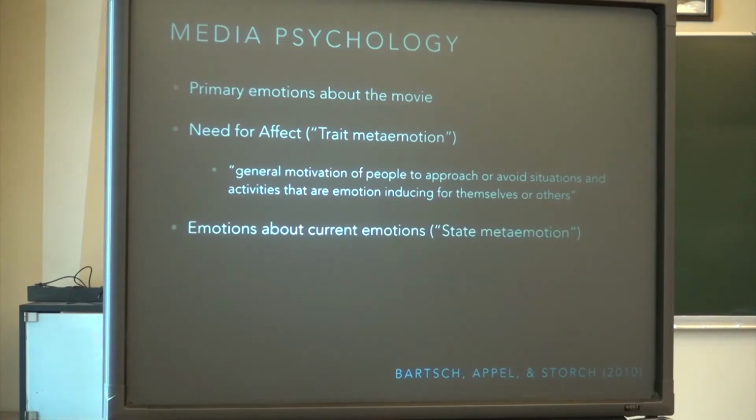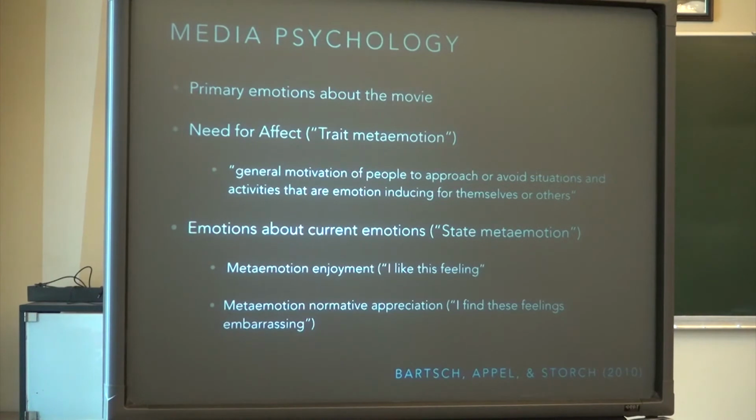Okay. They also measured emotions about current primary emotions, or about emotions that people had just experienced when they were in the cinema. This was also assessed with self-report questionnaires. There were 36 items rated on a 1 to 5 scale. They identified two factors in state meta-emotion. The first one was meta-emotion enjoyment. For example, I like this feeling, or it was a pleasure to experience these feelings. The other factor is labeled meta-emotion normative appreciation. Normative appreciation, for example, I find these feelings embarrassing.